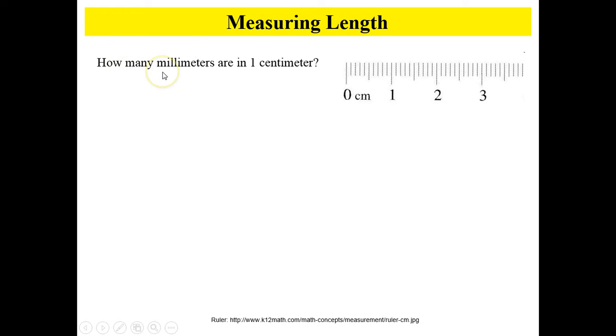So back to our question, how many millimeters are in 1 centimeter? Well, from here to here is 1 centimeter. If we count these lines, that represents the number of millimeters from 0 centimeters to 1. As it turns out, there are 10 millimeters in each centimeter.